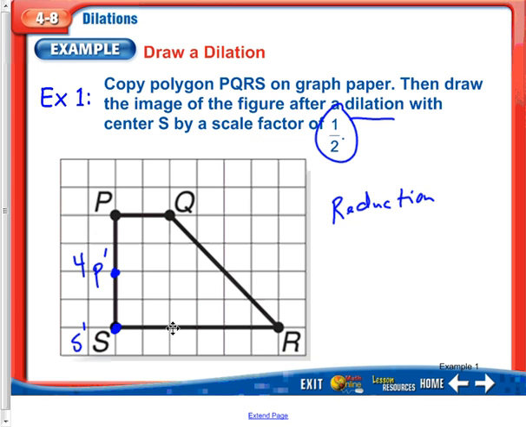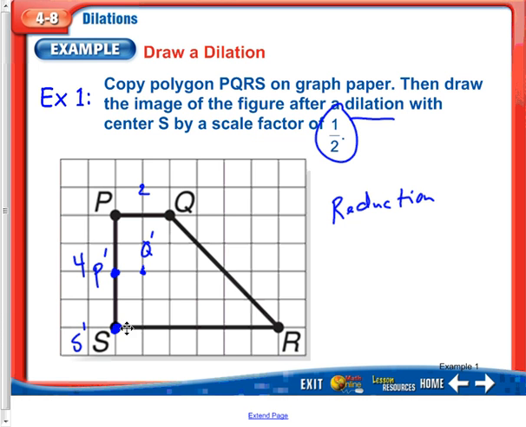So again, here with this one, we know that it was 2 spaces away, so we're just going to shrink that down to just 1 space away. And we knew it was straight across, so we're going to also make it straight across. And we're going to label that Q prime.